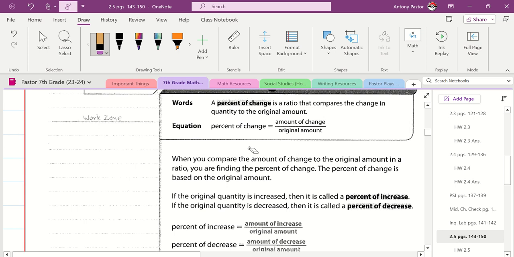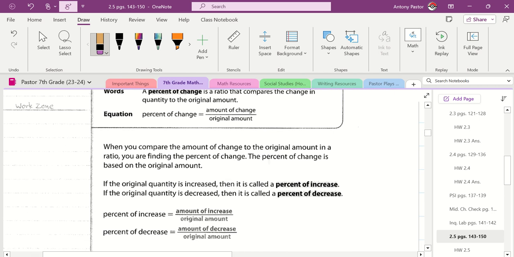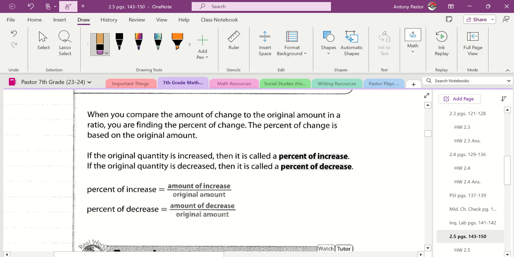So again, let me speak English correctly. You may want to put this in your notes. Actually, you definitely want to put this in your notes. So percent of change equals the amount of change, or the difference between the two amounts, over the original amount. When you compare the amount of change to the original amount in a ratio, you're finding the percent of change. The percent of change is based on the original amount. If the original quantity is increased, then it is called percent of increase. So it'll be the exact same equation, but there will be a percent of increase.